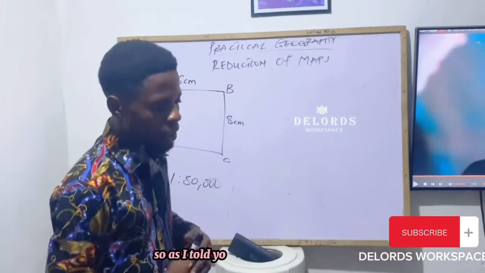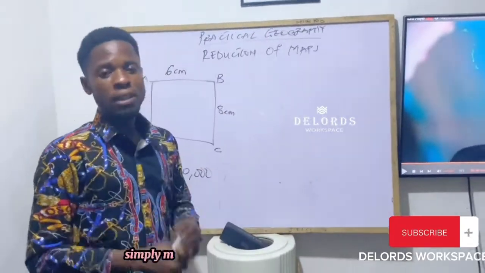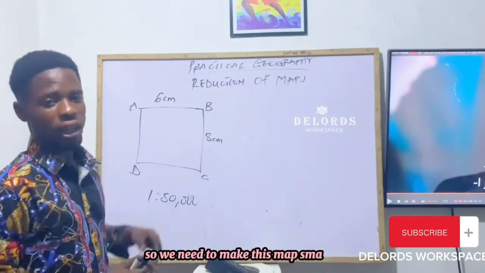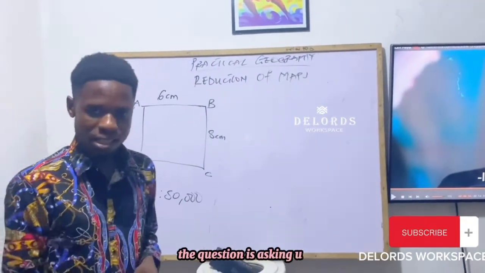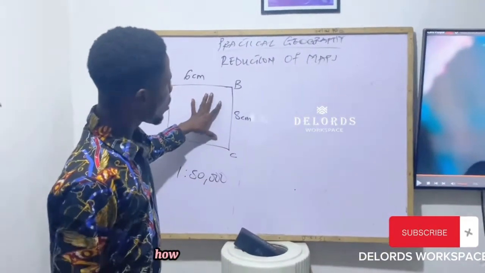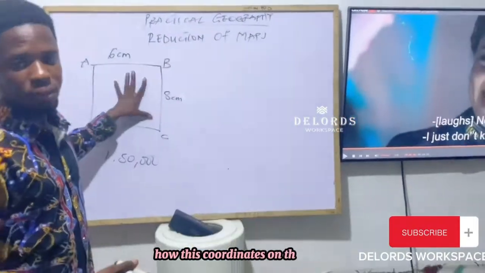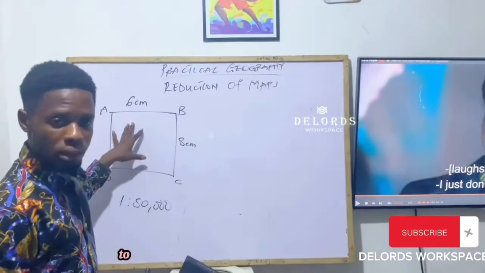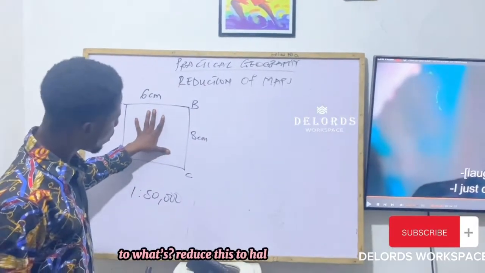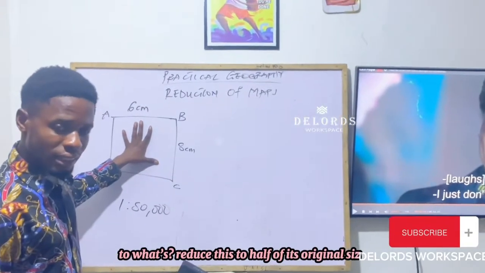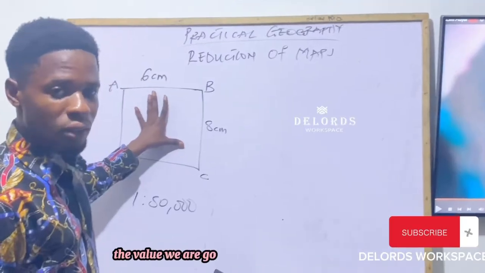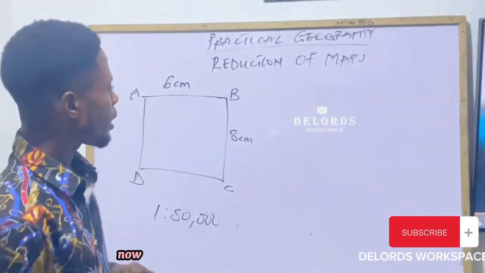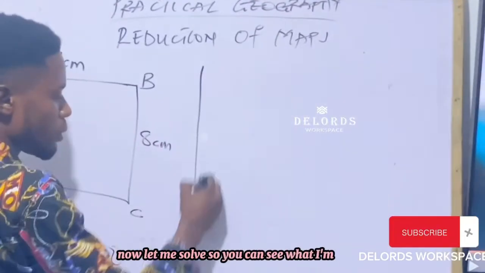Now, we are reducing maps. As I told you, reduction of maps simply means making the map smaller. So we need to make this map smaller. The question is asking us to reduce this to half of its original size. The value we are going to use here is divided by 2.